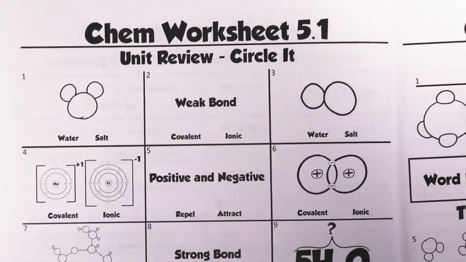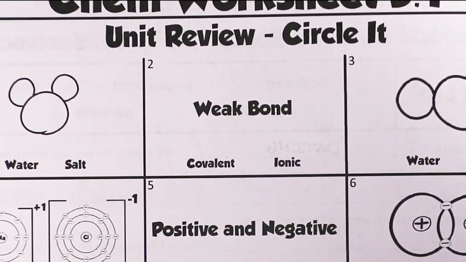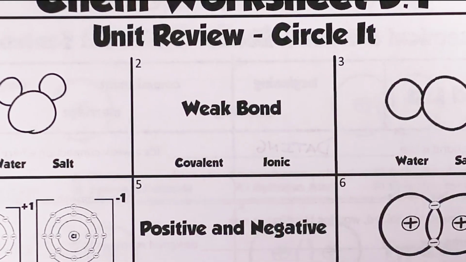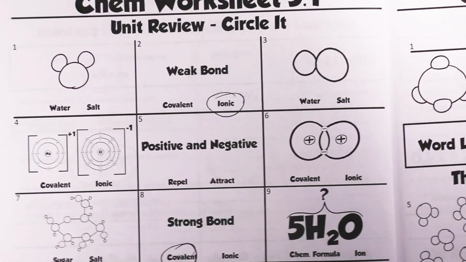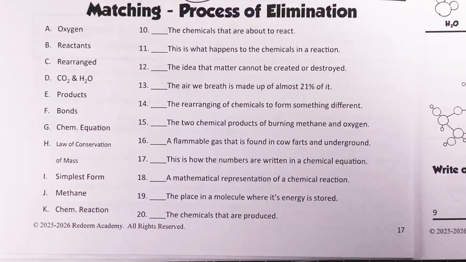Okay, a little review on 5.1. What is the weak bond? What is the strong bond? Covalent bonds are strong. Ionic bonds are weak. All right, moving on. Down here, matching.